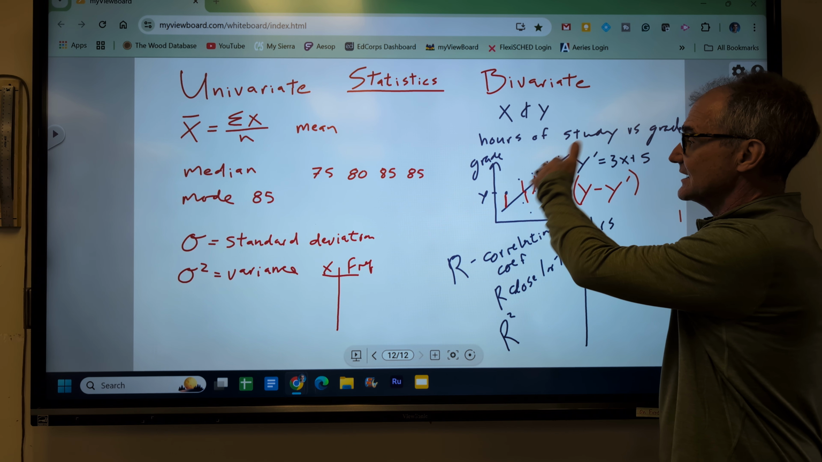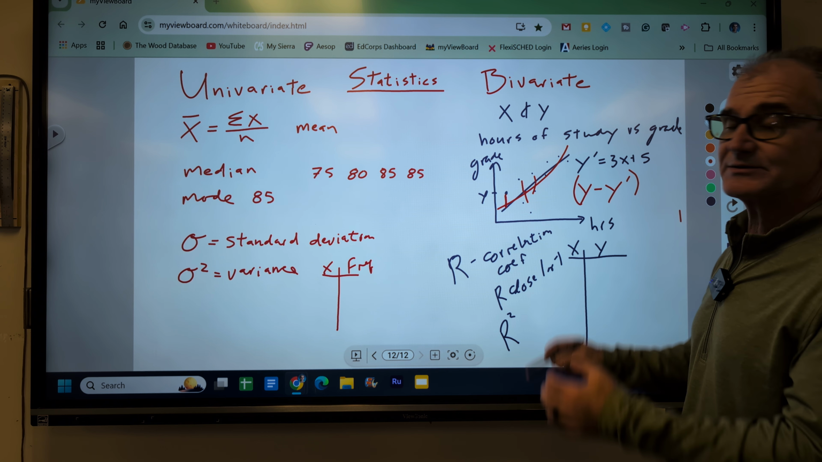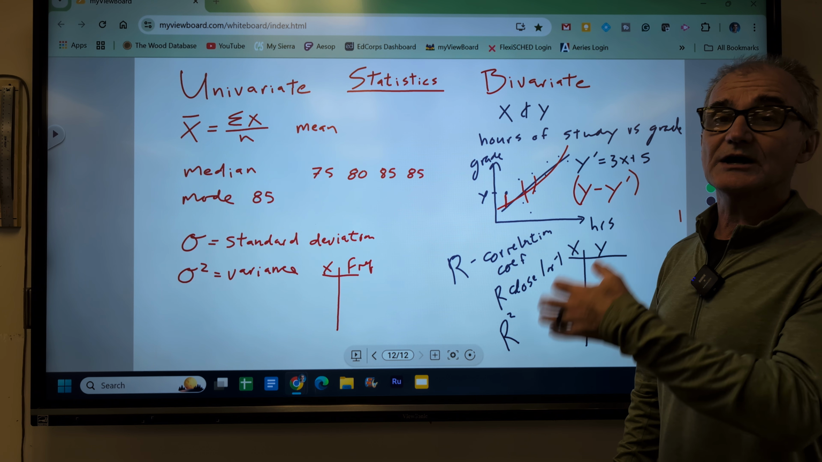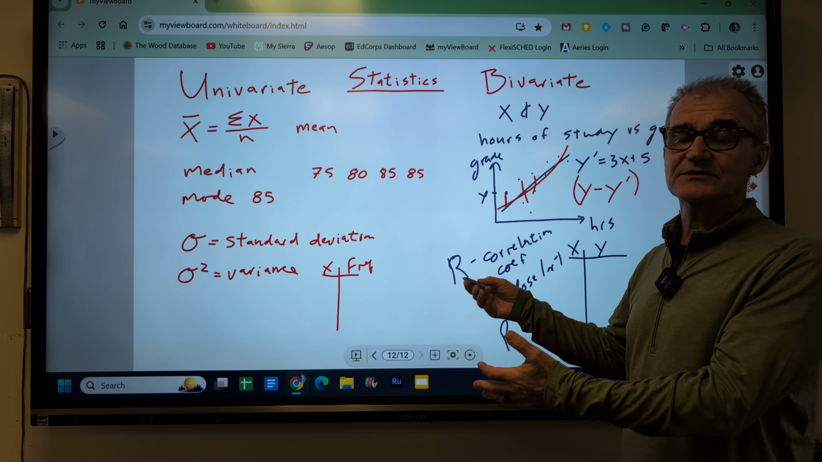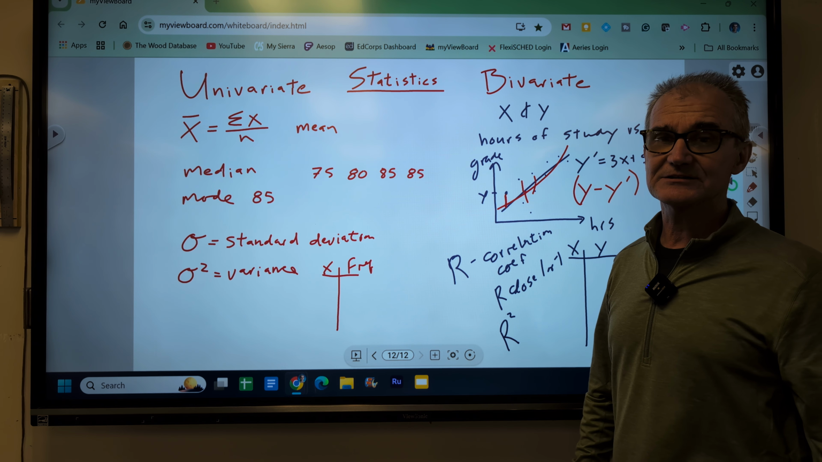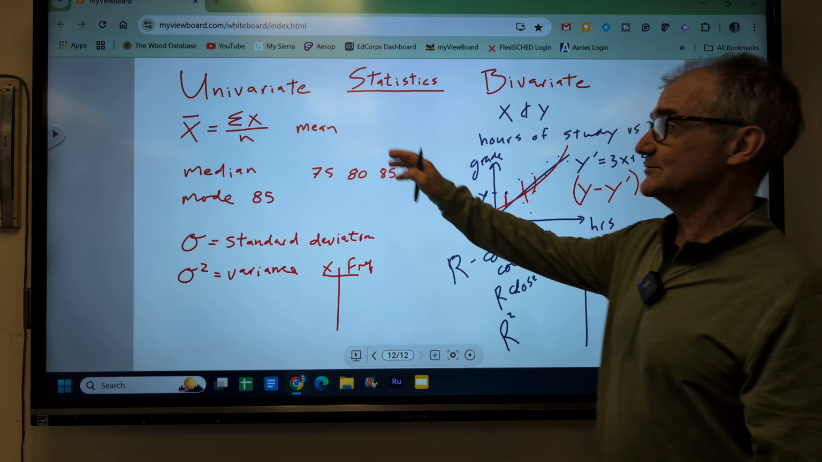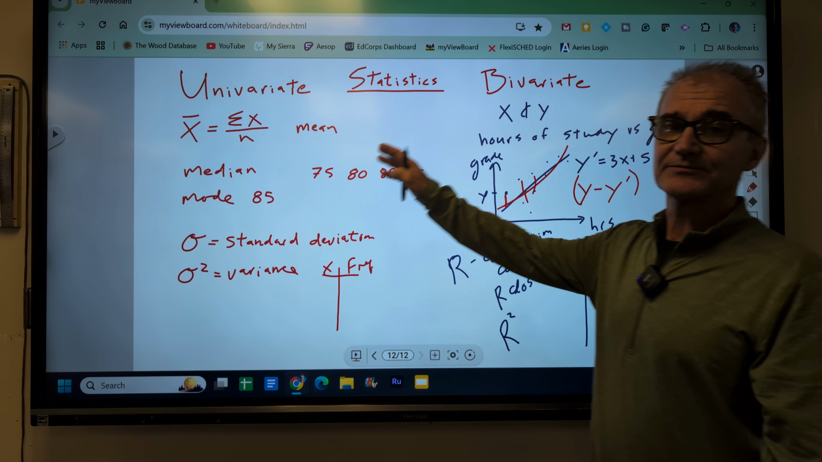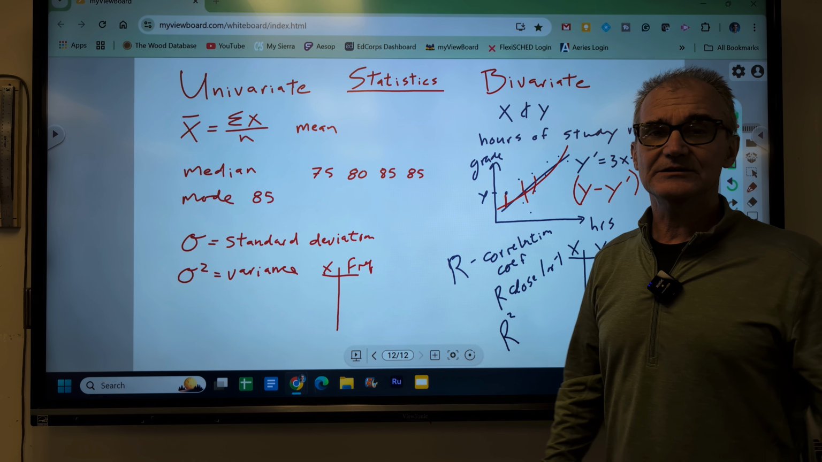And maybe that blue line's a pretty good fit, but if I ran an nth power regression, maybe it would be a better fit. So you run multiple regressions, you check all your R values, whichever one's closer to 1 or -1, the better the fit, and that's the regression you pick. So hopefully it's a good overview of the difference between univariate stats and bivariate stats and the important variables that you're going to use in each.